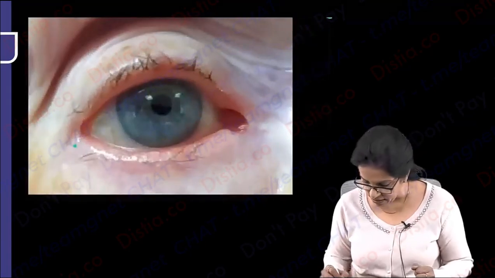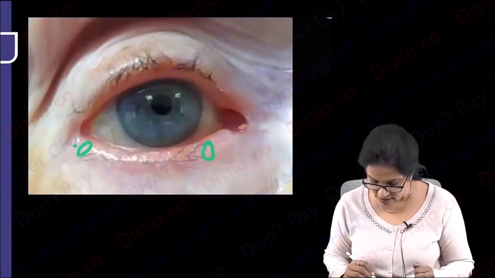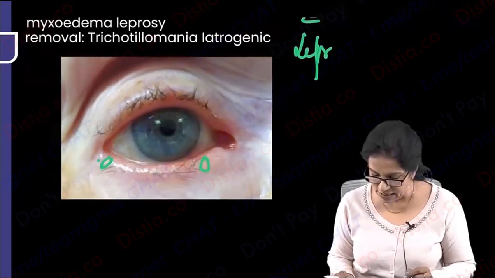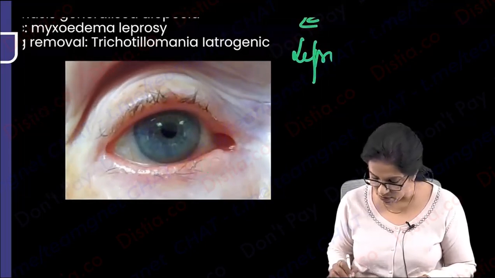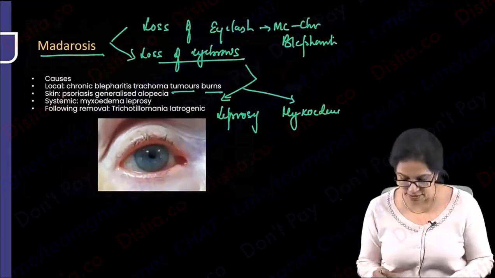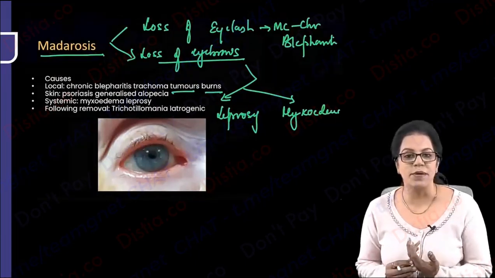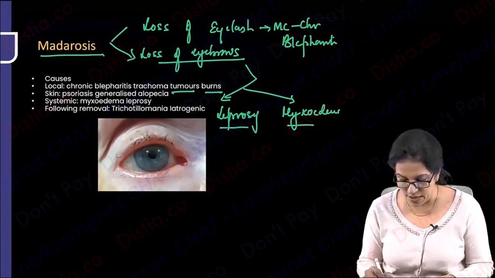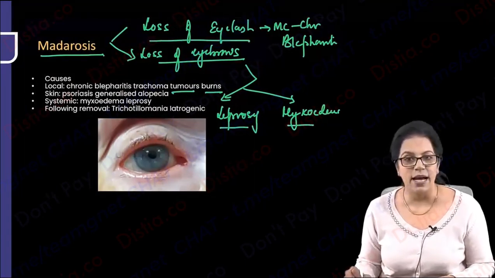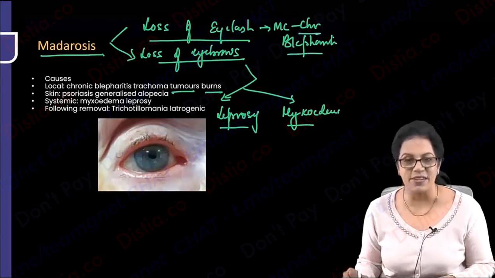I can't see an eyelash here. Here it is missing. Here it is missing. Right? So it is less dense, isn't it? Again, this area, I think there is no eyelash. So this is what is madarosis. We said loss of eyelash and eyebrows, both are madarosis. Causes of eyebrow loss: leprosy, myxedema, and the most common cause of eyelash loss, we will answer chronic blepharitis.